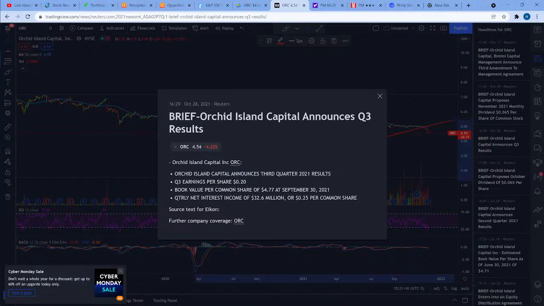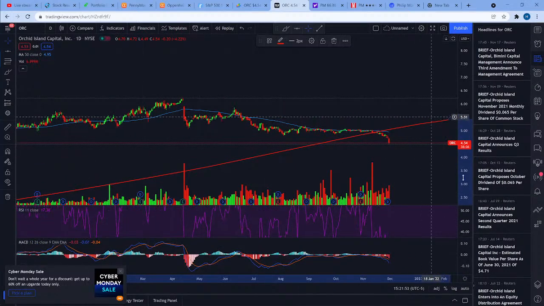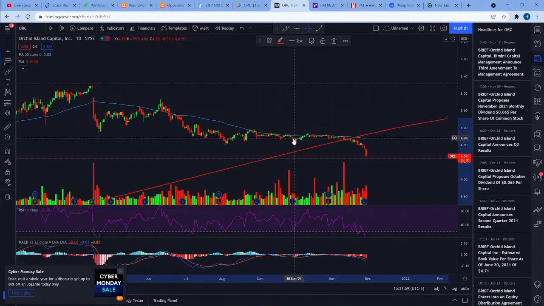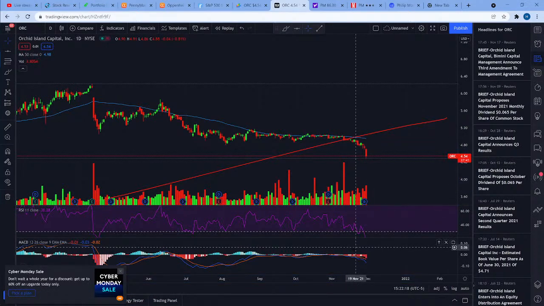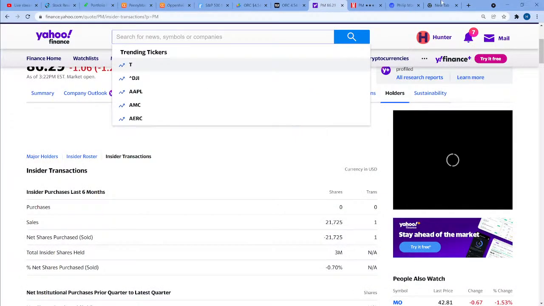So they're going to have a higher payout ratio because they're paying these on a monthly basis. Quarterly net interest income. Book value per common share at $4.77 as of September 30th. September 30th, right here. So it's fair value, $4.77. What even happened? Orchid Island, I can't find anything right there. Lost just momentum on the MACD. Let's figure out what's going on with them.